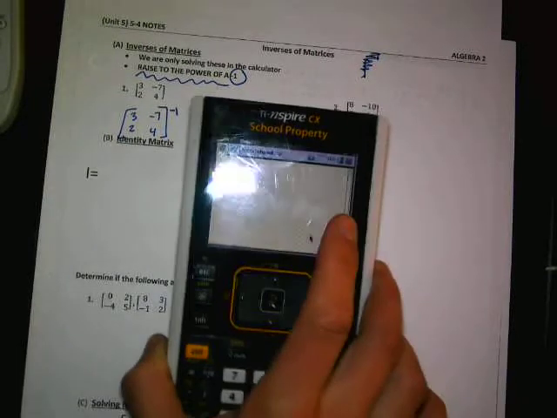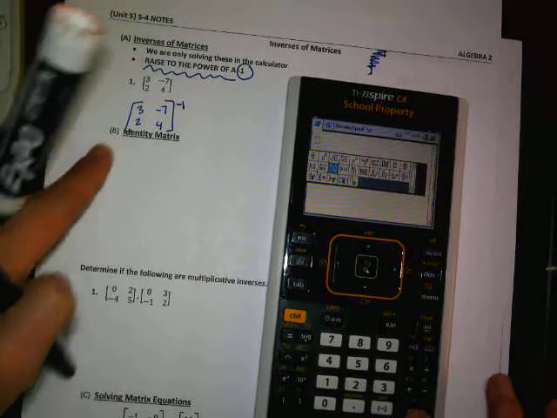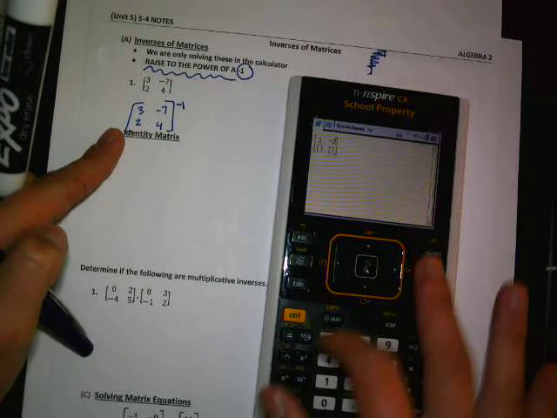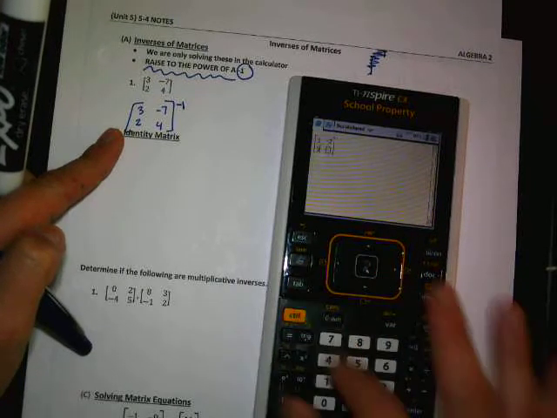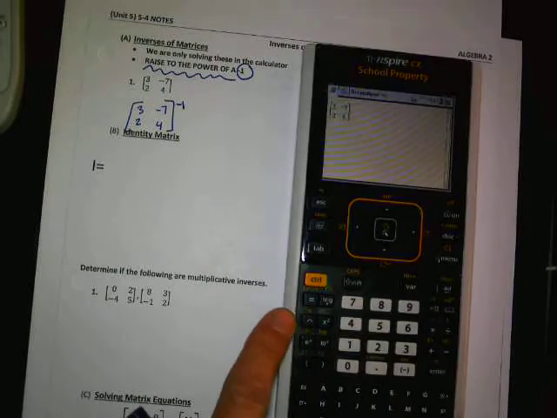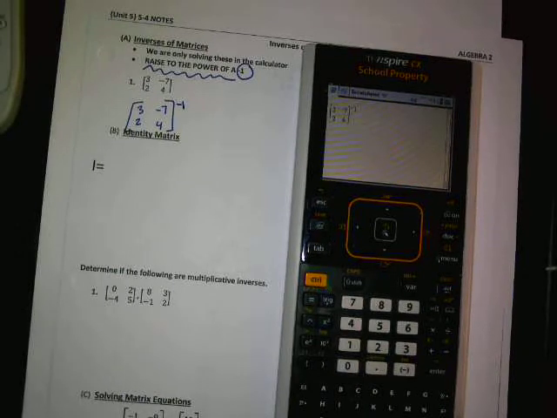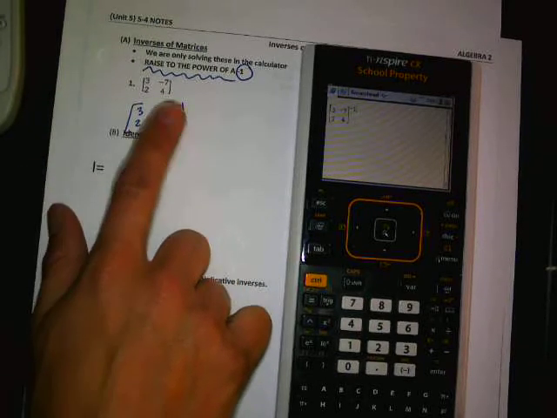Now we're not going to be doing the inverses by hand. There is a way, it's kind of a formula, but we're not going to do it by hand. We are going to do it in the calculator. You just need to know how to plug it in. So first you're going to plug in your matrix: 3, -7, 2, 4. And you raise it. You're going to press this button right here, this little caret sign. Raise it to the -1. So anytime you need the inverse, you raise it to the -1.